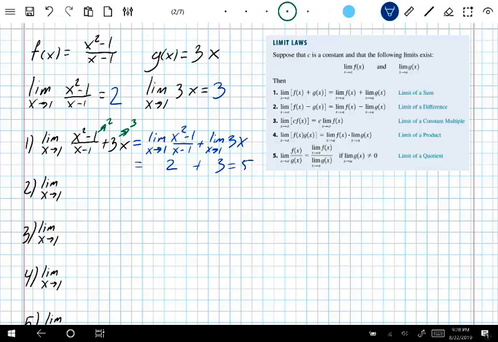Those limits go away once I evaluate them, right? Once I say, oh, the limit of this whole thing is 3, and so that limit can go away. So this is a 5. Great. Easy peasy. Number 2 is the same thing, except for that it is with a minus sign. So x squared minus 1 over x minus 1 minus 3x equals, well, I know what this is, and I know what this is. This should be 2.